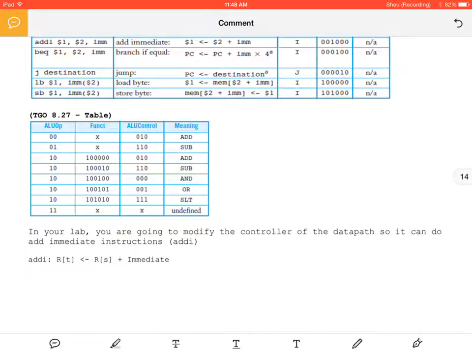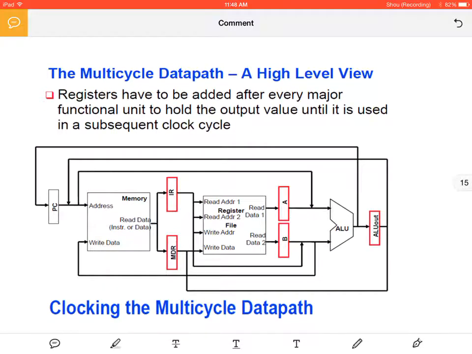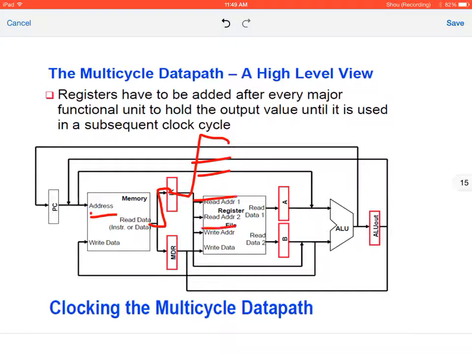All right, so I want to briefly go over the high-level view of the MIPS data path. Here you have your instruction register and memory data register. So you have values coming out. You have some sort of address that's accessed, and it's either going to be data or instruction. If it's instruction, it's going to split up opcode, read 1, read 2. If it's data, then it's probably going to be written to the register, right? So in that case, that would be a load word instruction.